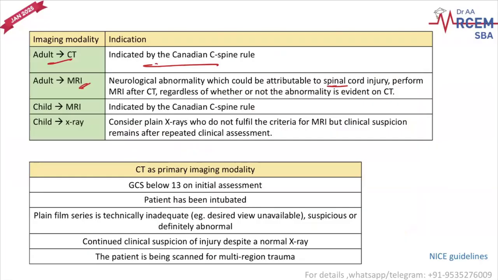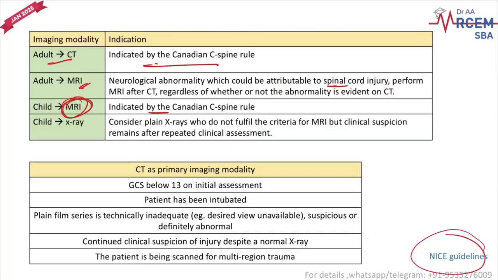In children, the NICE guideline says that you can use the Canadian C-spine rule if the patient is cooperative. For example, a child is 7 years old, he can obey your commands, and you can communicate with the kid easily. So communicate with that kid and use the Canadian C-spine rule. And if it is indicated by the Canadian C-spine rule, then go ahead and get an MRI scan done.